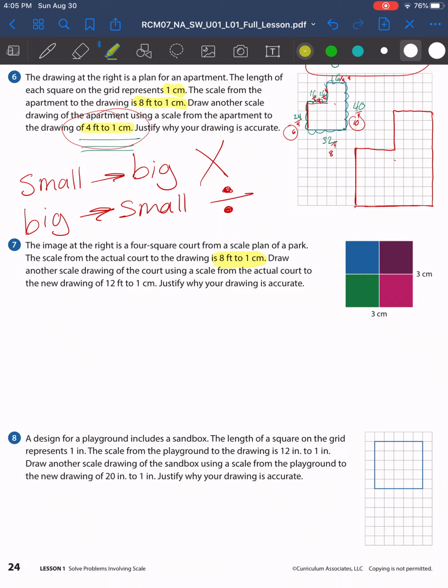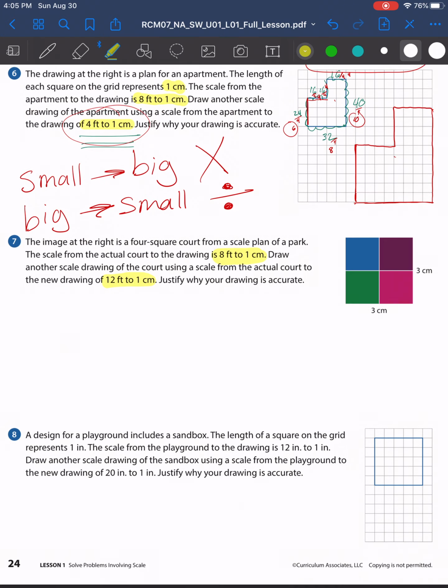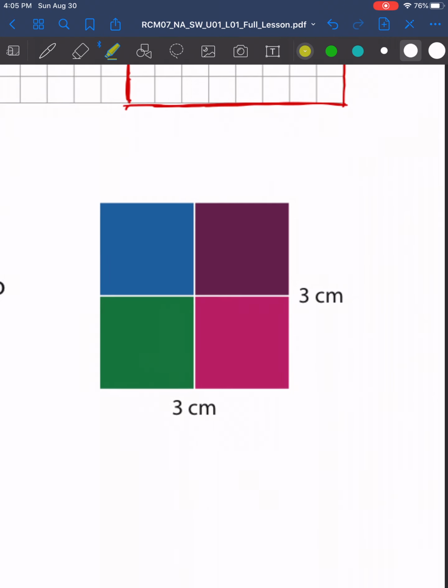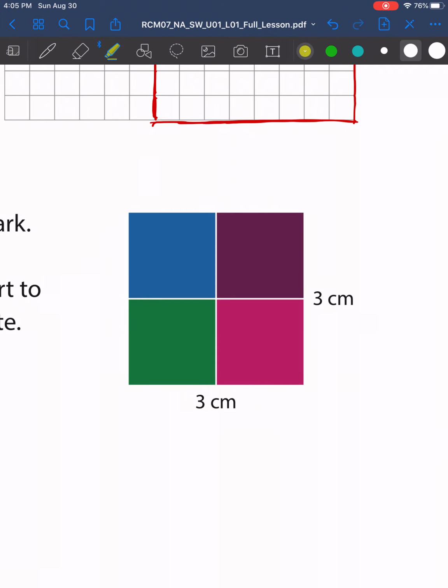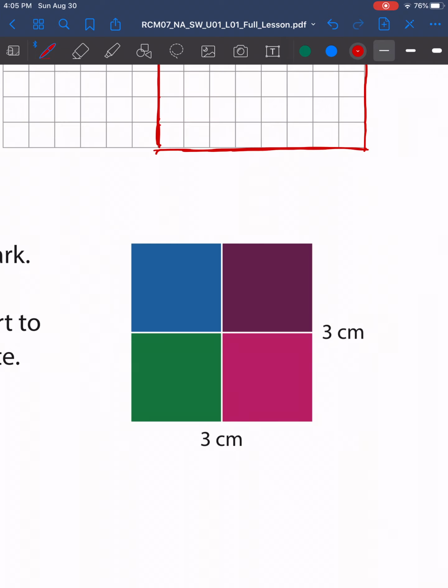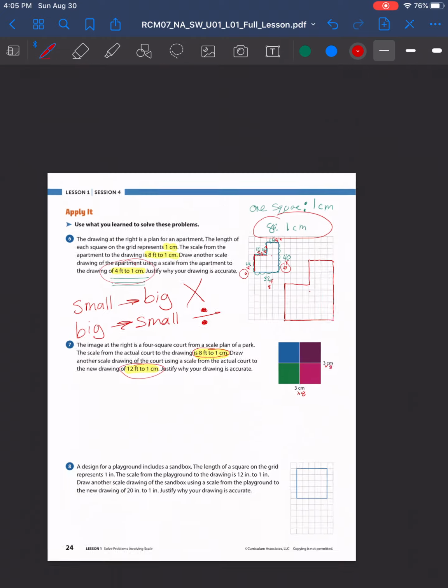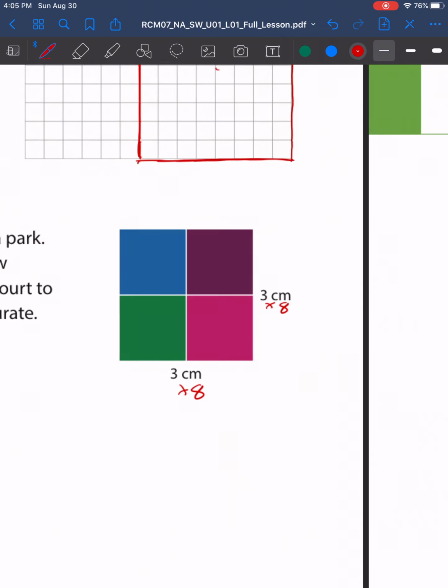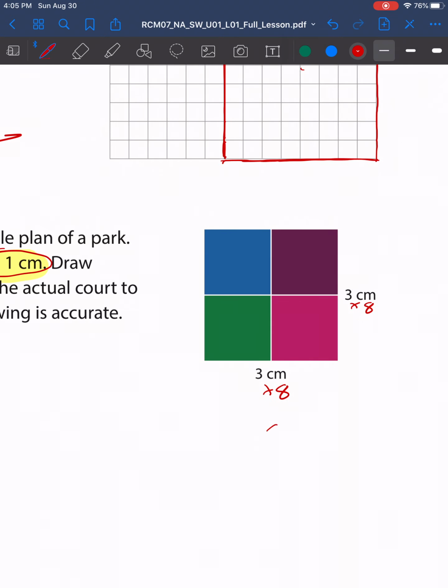Draw another scale drawing of the court. Okay, and the new scale drawing is going to be 12 to 1. So this is going to be exactly like the apartment problem. We're going to start with this one. We're going to change it to the actual by multiplying by their original scale factor, which is 8. Then we're going to shrink it back down, and we're going to divide by 12, okay? So let's just pretend we're changing this to the actual. We times this by 8. We times this by 8, because remember we're going from small to big. We multiply. So 8 times 3 is 21.